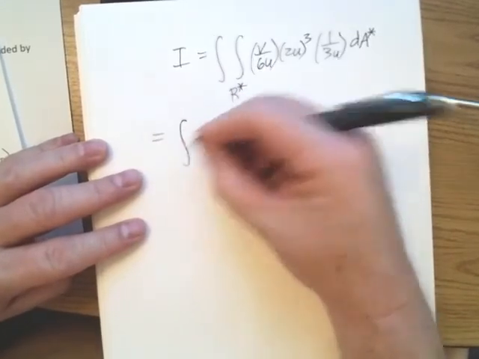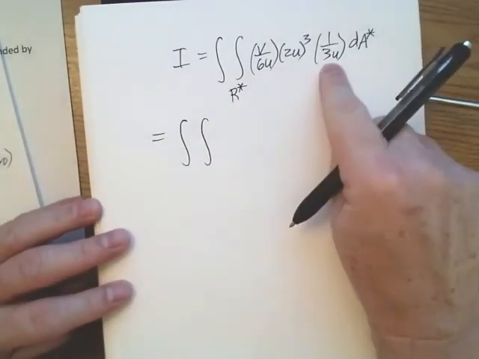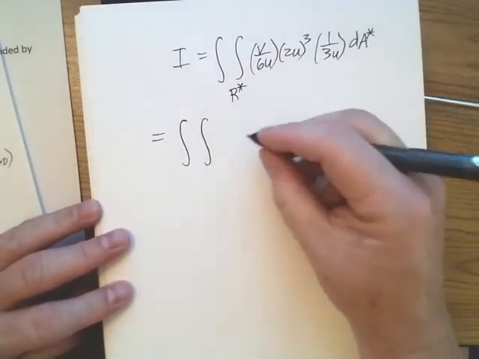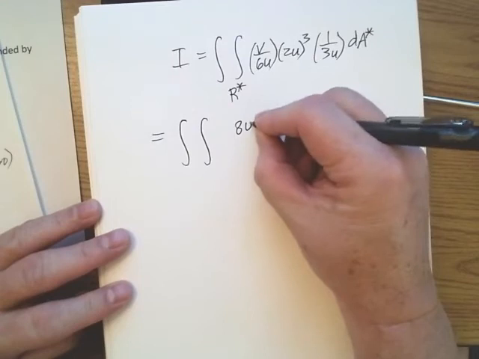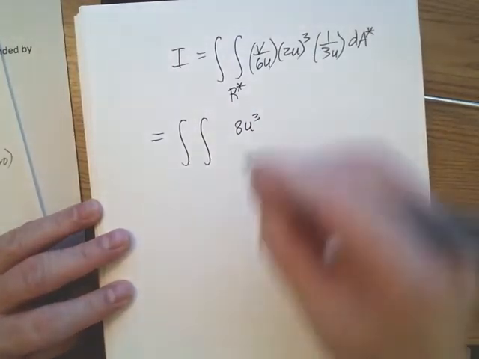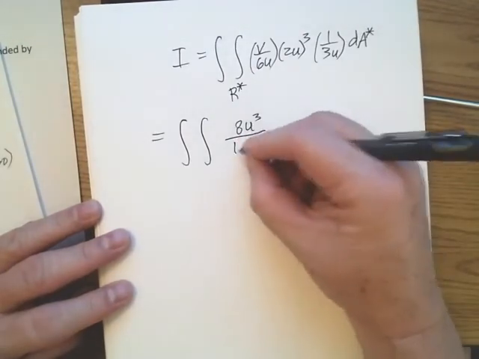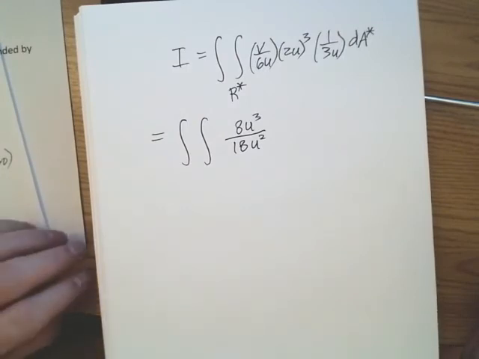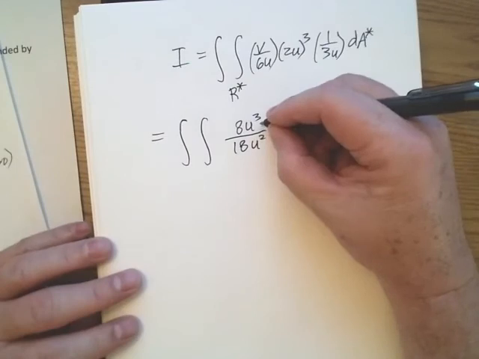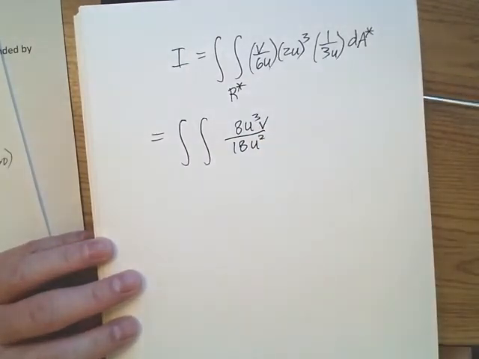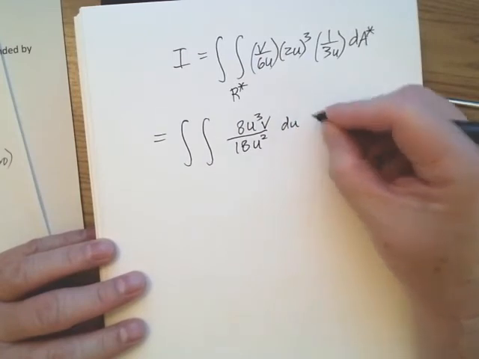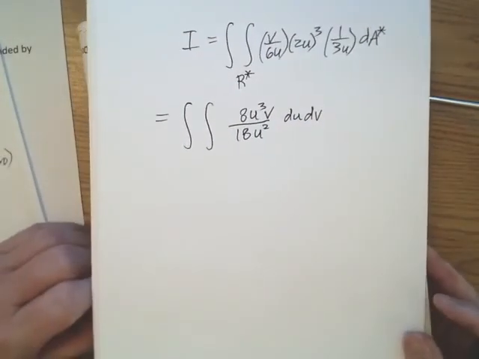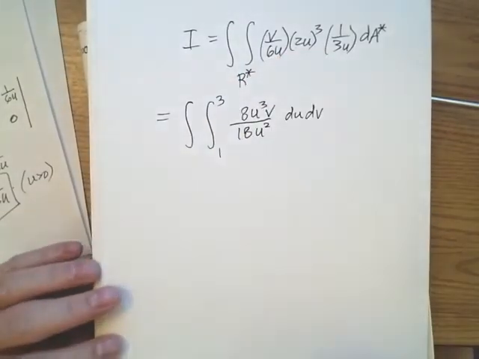Let's take a look at the integrand here. It looks like I have 8u cubed in the numerator, and down in the denominator I have 3 times 6, which is 18u squared. I think that's right. Then we've got a v sitting there. And then, shall we go just for kicks, du dv? Okay, all right. Let's put the limits of integration in. Where is u going from and to? u is going from 1 to 3. And v is going from 3 to 9.